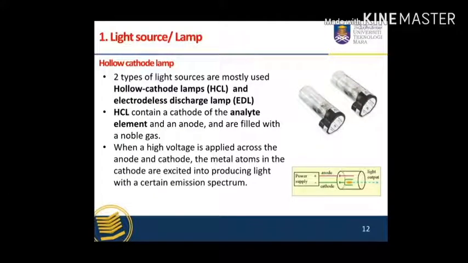For the light source, there are two types of lamp used to produce light with the same characteristic as the metal vapor. The first one is the hollow cathode lamp, HCL, and the second one is the EDL, electrodeless discharge lamp. HCL contains a cathode of the analyte element and an anode, and is filled with a noble gas such as argon gas. When a high voltage is applied across the anode and cathode, the metal vapor in the cathode is excited, producing light with a certain emission spectrum.